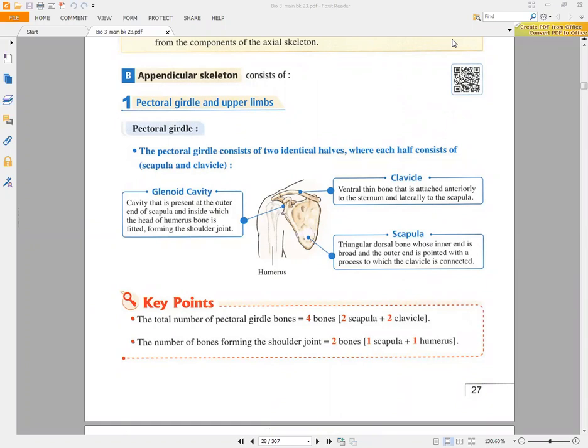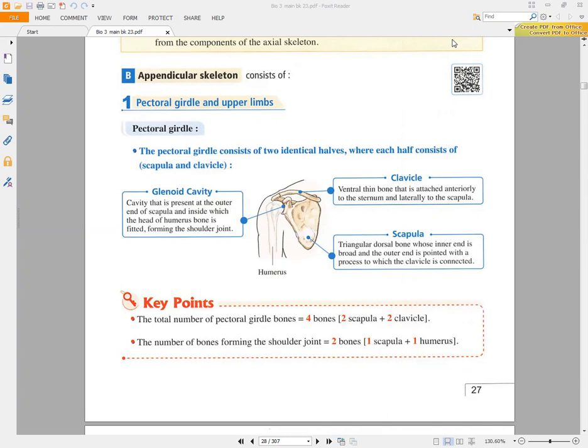So if you look here, you will find that we have one half. This half consists of the clavicle bone and also the scapula bone, okay? The clavicle bone is a ventral thin bone. You can see it from the frontal view. And the scapula bone is a dorsal bone. You can see it from the back, okay?